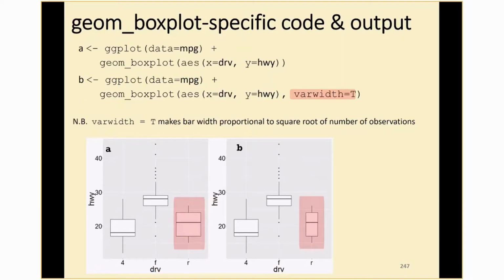So in terms of specific code, if I want to make this plot, it's really not that complicated. I specify my data frame, mpg. I want drive on the x-axis, and I want highway mileage on the y-axis, and that's what we get.